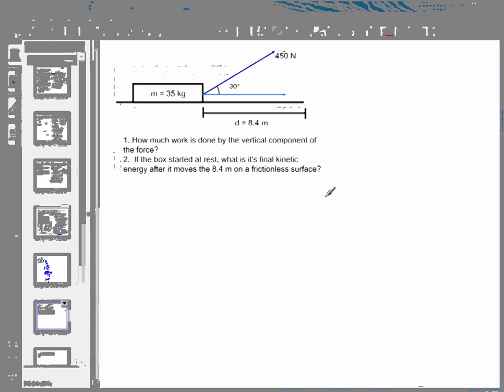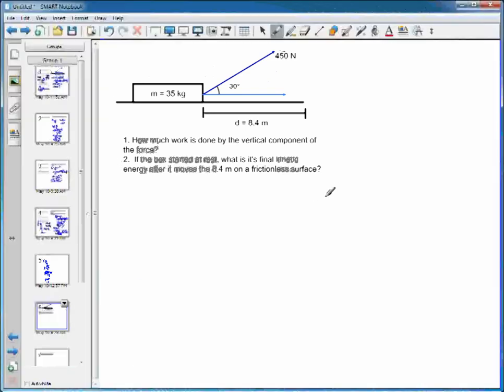Now, you are going to run into cases where you have questions that combine concepts. For example, this one. Let's look at this example. It looks like we've got a box of 35 kilograms being pulled by a force of 450 newtons, 30 degrees above the horizontal, and it moves horizontally 8.4 meters. How much work is done by the vertical component of the force?